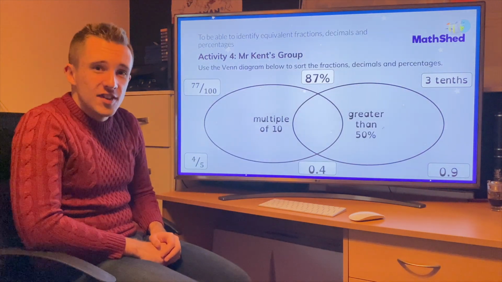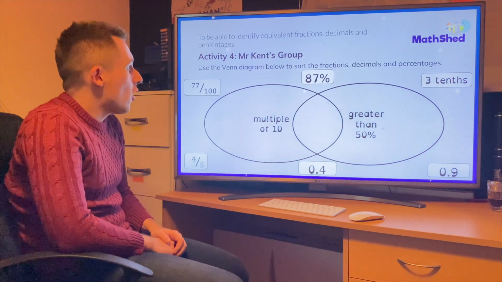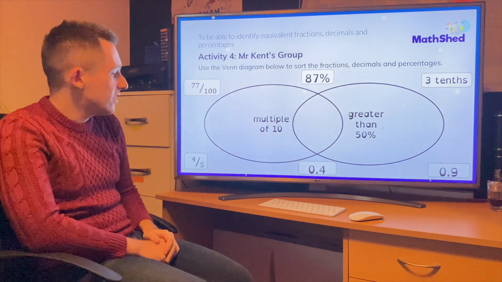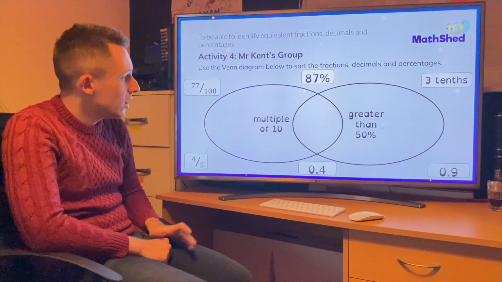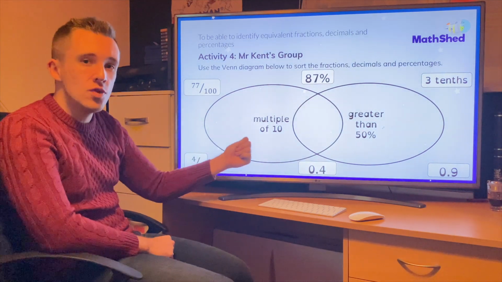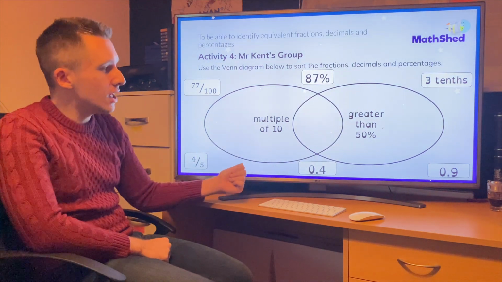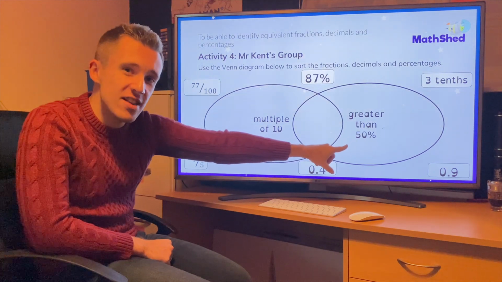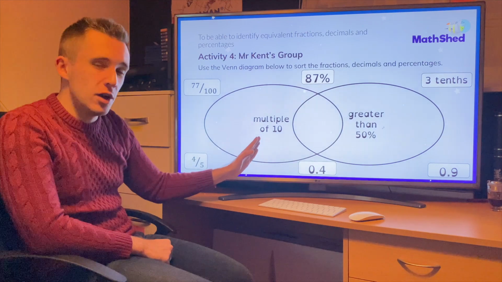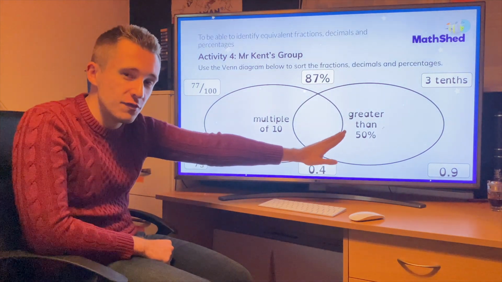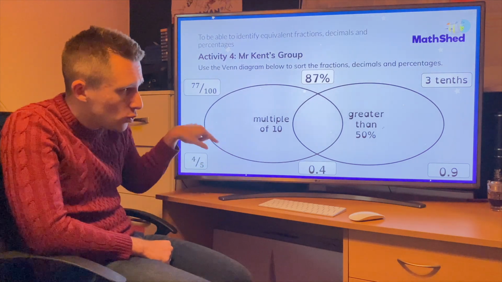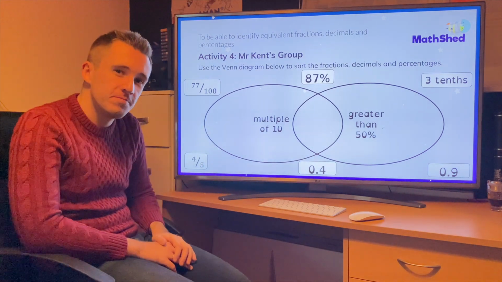And your final activity for today, this is aimed at my group, please, is on the outside of the Venn diagram are different fractions, percentages and decimals. Here, in this circle, you put all of the ones that are only a multiple of 10. In this one, you put any that are greater than 50%. If you've got something that is a multiple of 10 and is greater than 50%, you put it in the middle. Can you have a go at sorting those to put them in the correct place, please?